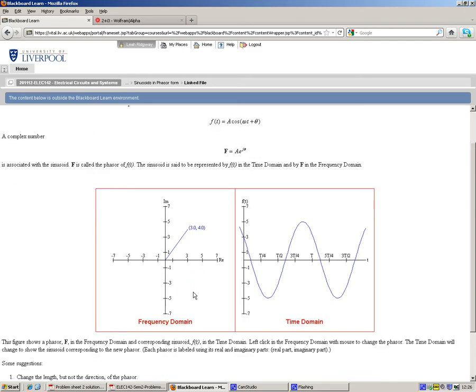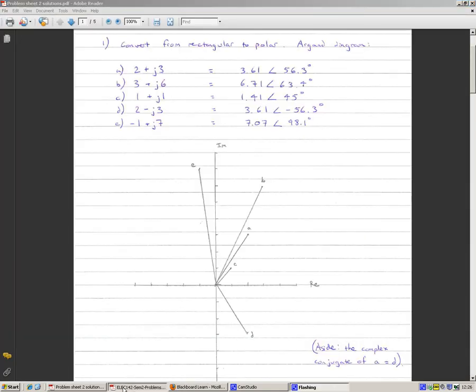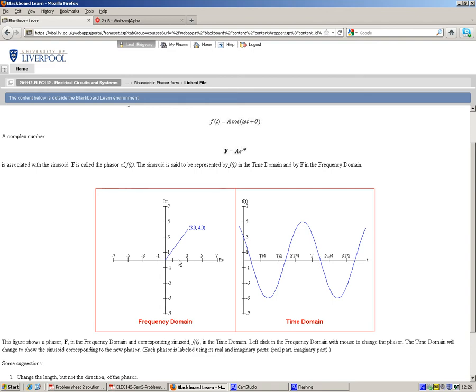But this shows us the frequency domain on this side and the time domain on this side. So this is assuming it's a sinusoidal phasor. But what we can also do is we can click and see what our Argand diagram would look like. So what was it that we were solving? We were solving 2 plus J3. So about 2 plus J3 would be about there.